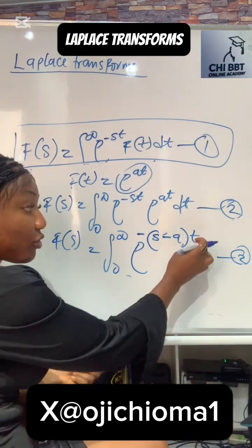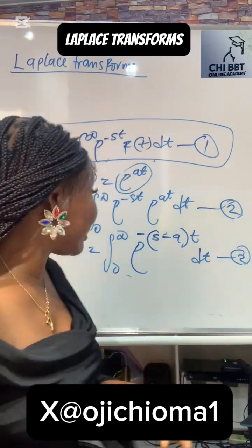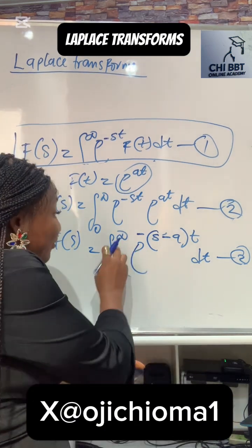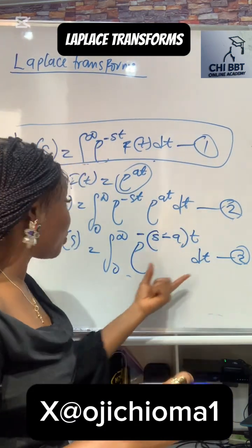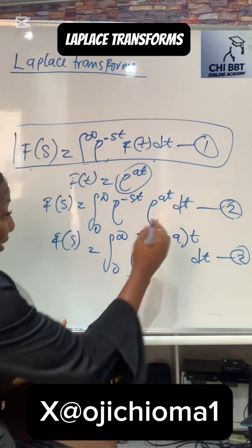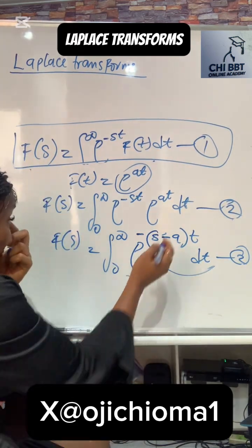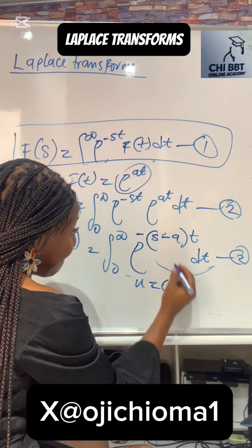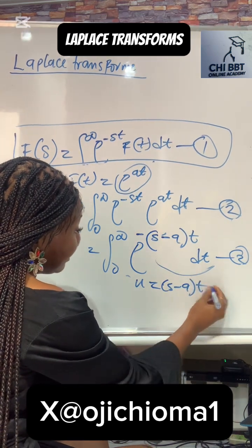Do you understand? So we have to cancel this thing. And the best way to cancel this thing is to find what is here and then use the integral limit to find whatever is here. Now let me break it down for you. Let's call the whole of this thing u. u is equal to (s minus a)t, right?